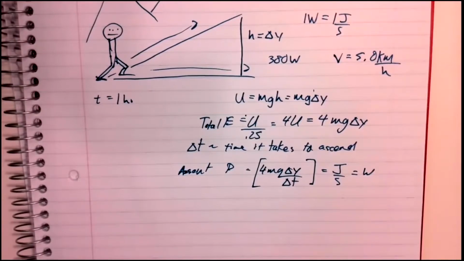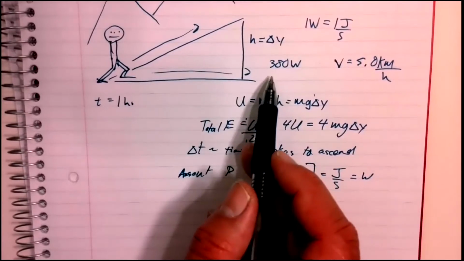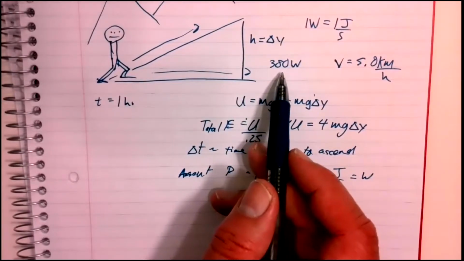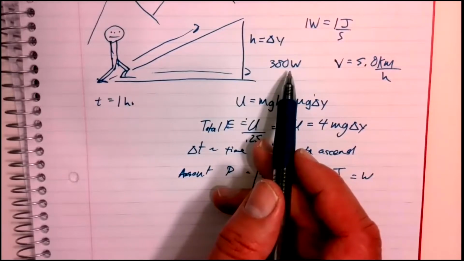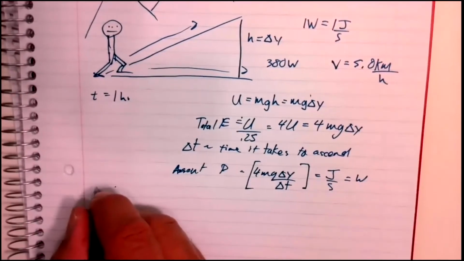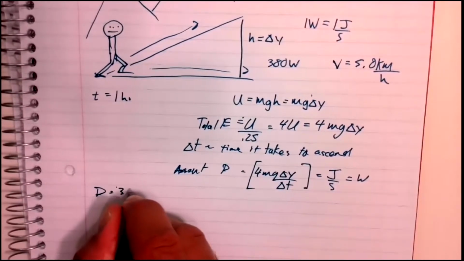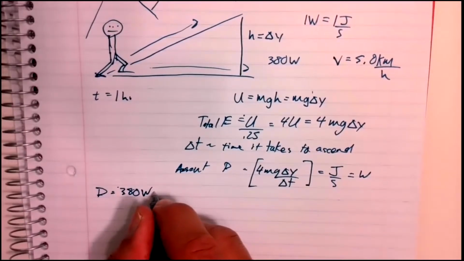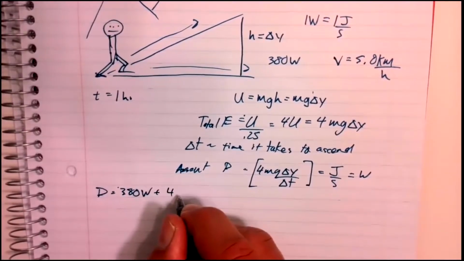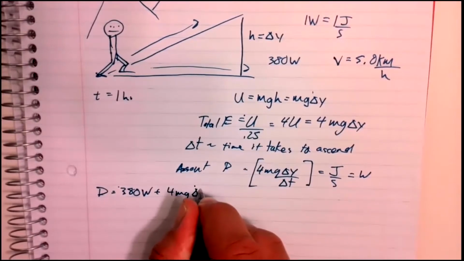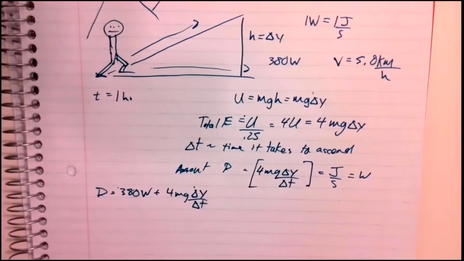Now we need to add that to what we're given in the problem, because we're given that to walk that distance is going to take 380 watts. So if they walk the same distance, it's going to be 380 watts. So that's going to be our total power: the power it would take to walk on flat ground plus 4 times mg times delta y over delta t.